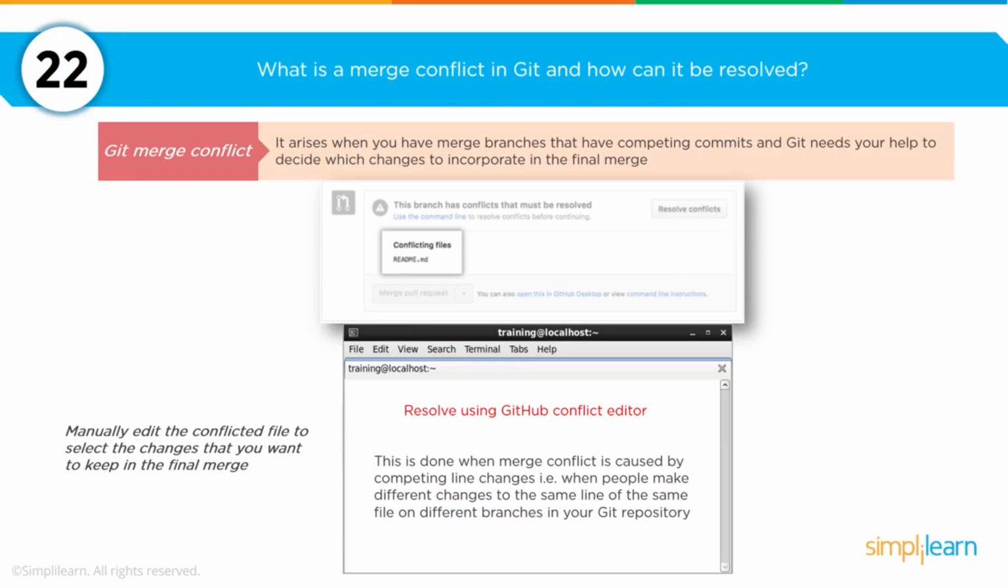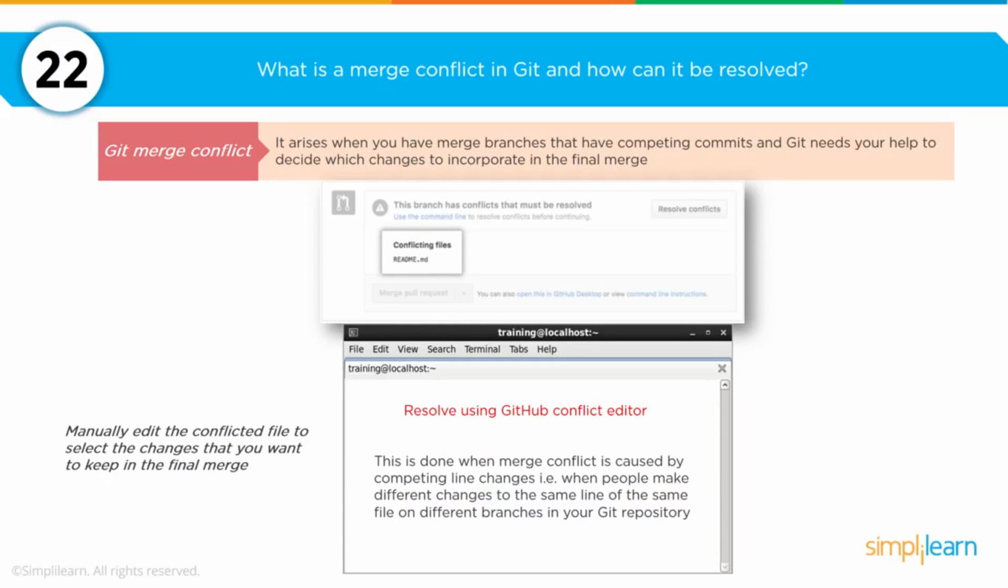A question that you'll be asked when you're talking about merging files is, what is a merge conflict in Git and how can it be resolved? So essentially a merge conflict is when you have two or more branches that are competing with commits in Git, and you have to be able to determine which is the appropriate files that need to be submitted.